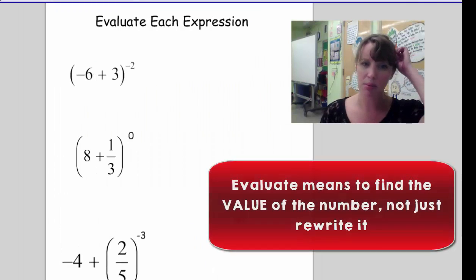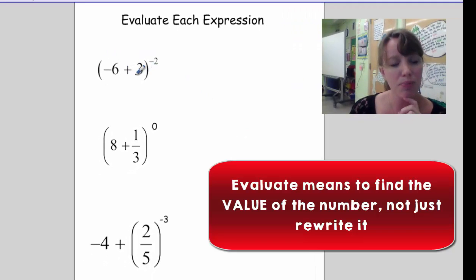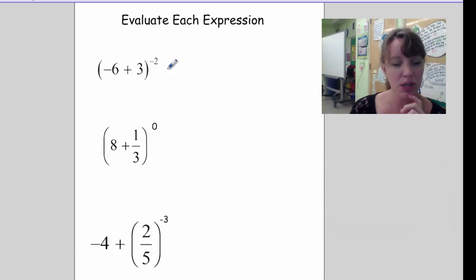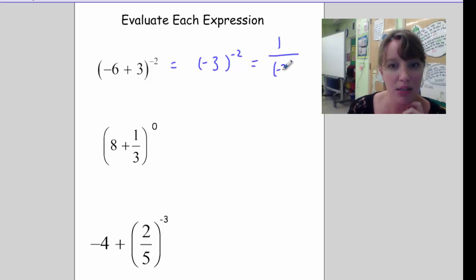So let's evaluate some of these things using the rules that we have. Now here, again, the base is going to be the sum of these two things. So let's go ahead and evaluate that first. This would be negative 3 to the negative 2 power. Now I have an integer raised to the negative power. So what I'm going to do here is make it a unit fraction. So I'm going to make it a fraction with 1 in the numerator, and I'm going to put the base of negative 3.